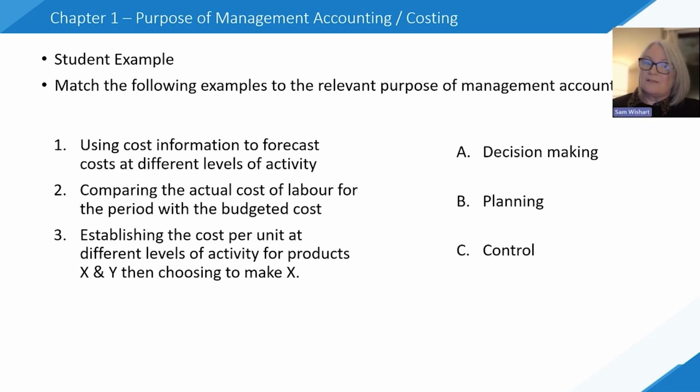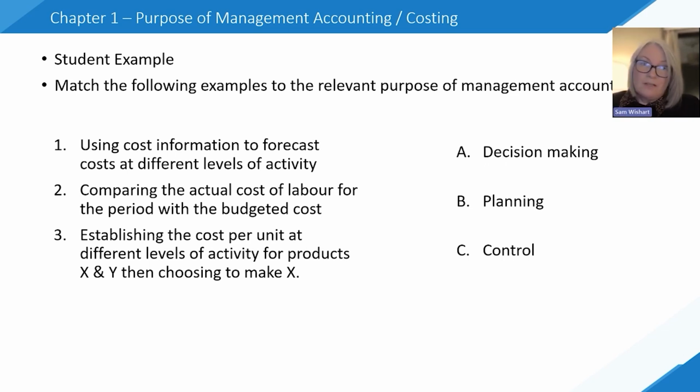So we saw earlier that cost information will be used by management to help them make decisions about the business, to plan business activities, and to control business operations. Take a look at some examples of how a business may use management accounting information, which I've given you on the left-hand side of the screen, and try to decide which purpose the example relates to. For example, if you think that an example of decision making is number 2, then you would answer 2A or A2. I'll give you a couple of minutes to match those up.